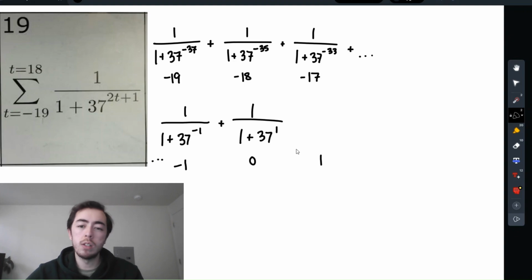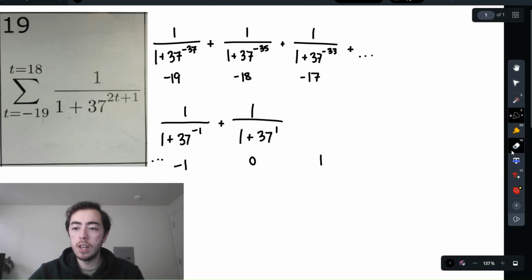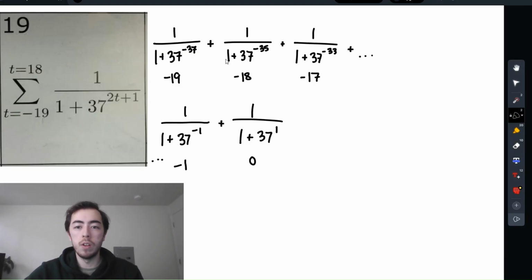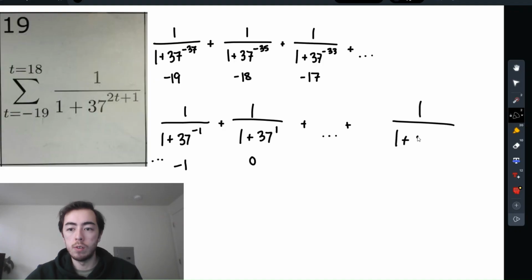And I'm actually not going to worry about the next one, just because I want to see what the middle part of this sum is. And I'm noticing that we have basically all the odd numbers from negative 37 all the way up here. This is kind of the middle part. And then finally, we're going to cap out when t is 18. 18 times 2 is 36, plus the 1 is 37. So we get 1 over 1 plus 37 to the power of 37.